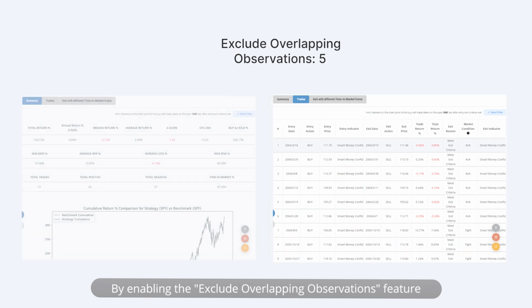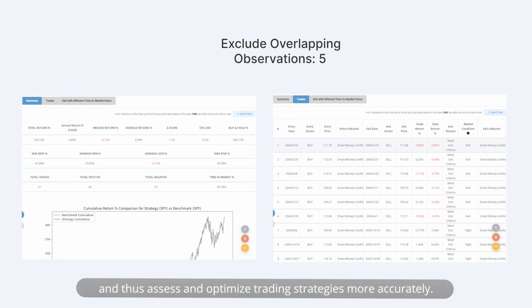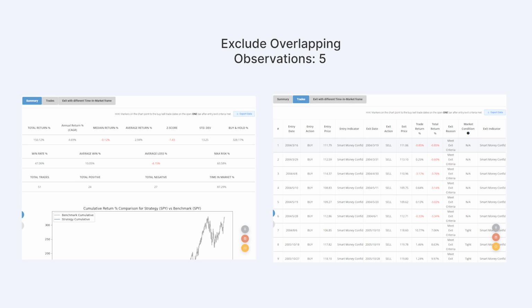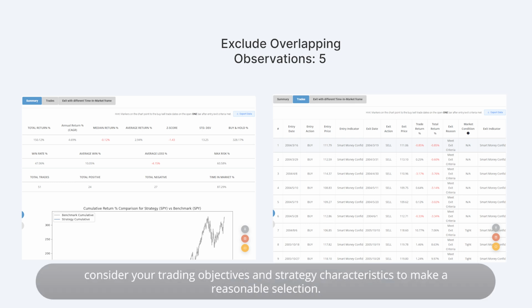By enabling the exclude overlapping observations feature, we can control the trading frequency, simulate real trading restrictions, and thus assess and optimize trading strategies more accurately. Therefore, when using exclude overlapping observations, consider your trading objectives and strategy characteristics to make a reasonable selection.